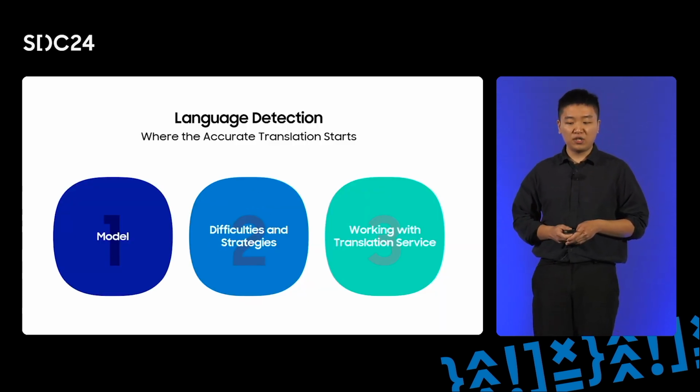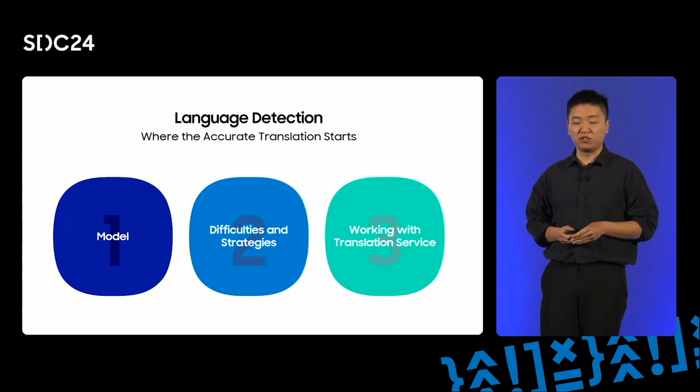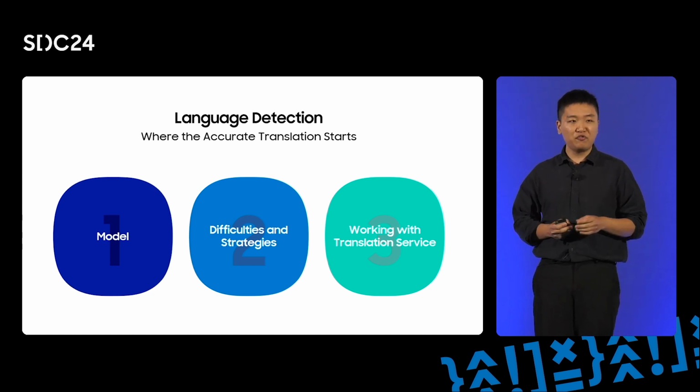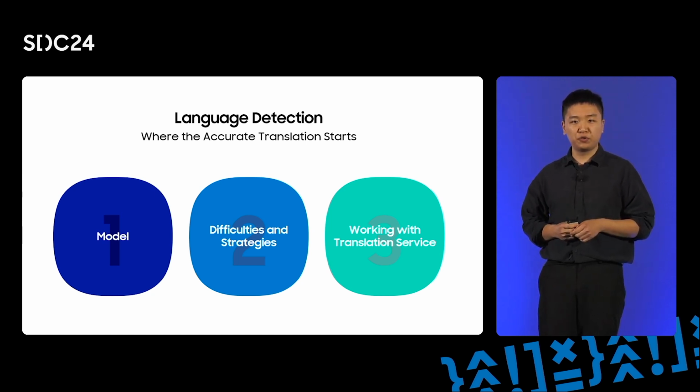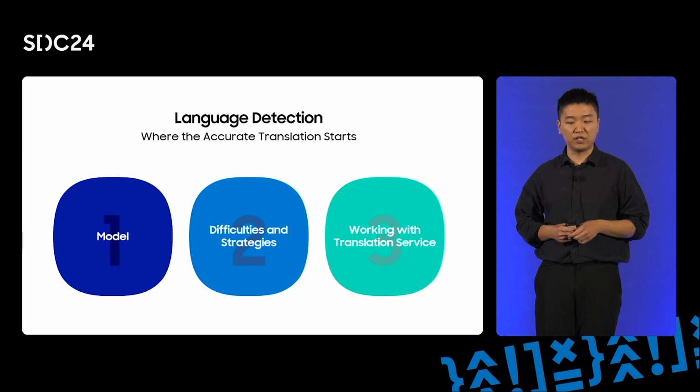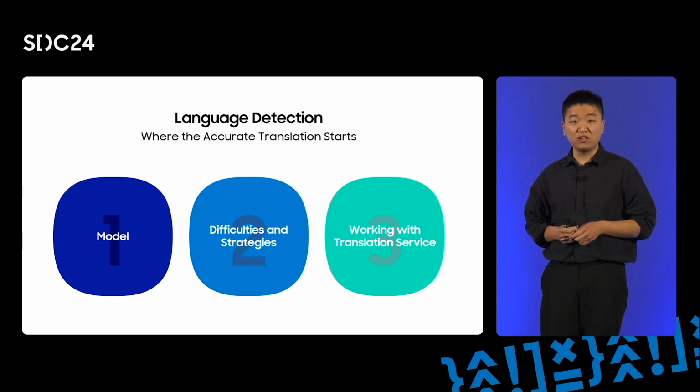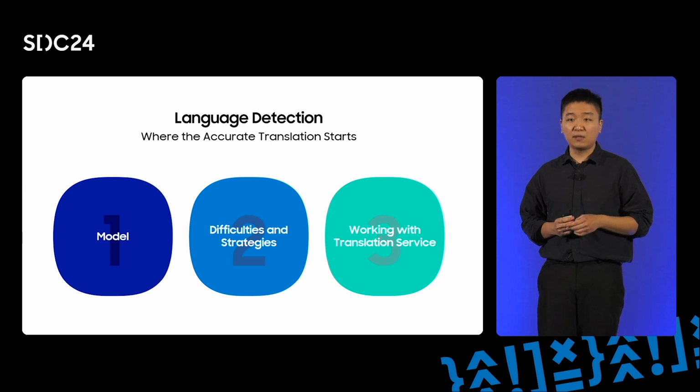So let's get started with my first topic, language detection. I know that some of you might be curious about the relationship between language detection and translation. Well, both source language and target language are needed for translation, but in some cases, like a foreign website, it is difficult for the applications or even humans to figure out which language the input sentence is in.